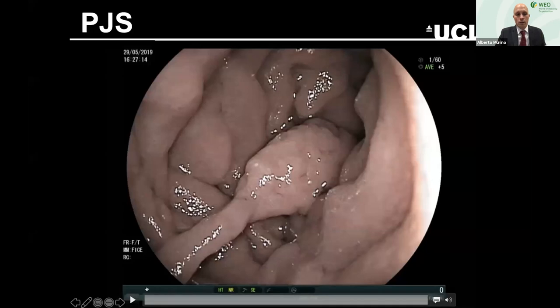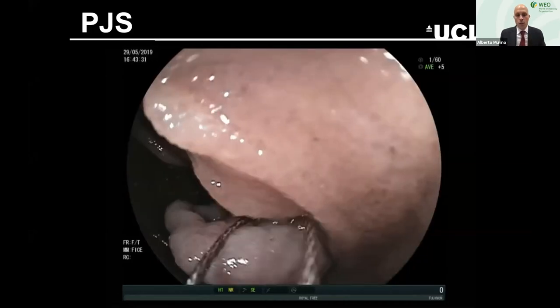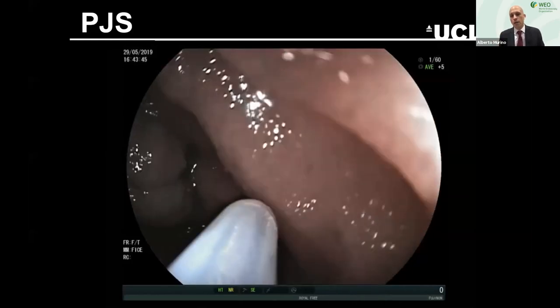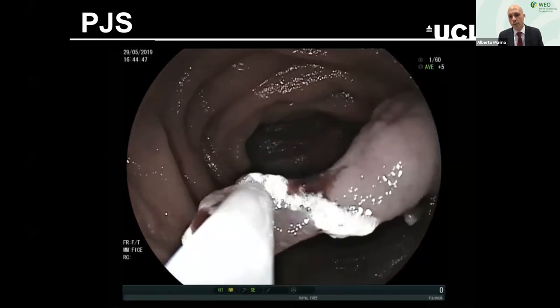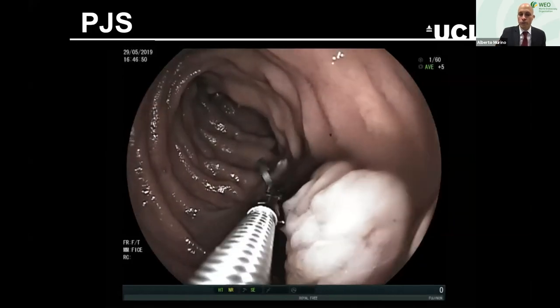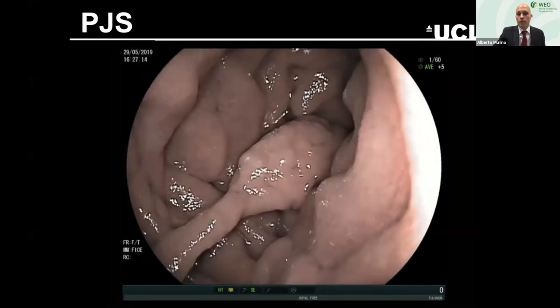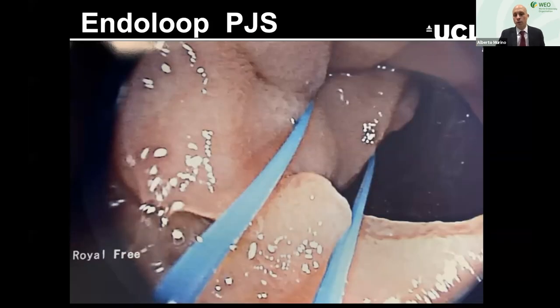Another little difference. This is a PJS polypectomy done in our unit in 2019. We used to inject and resect the polyp. So you can see here, we have a little bit of bleeding, but nothing that cannot be treated with a clip. But we recently have changed our practice following, of course, the Jichi example.